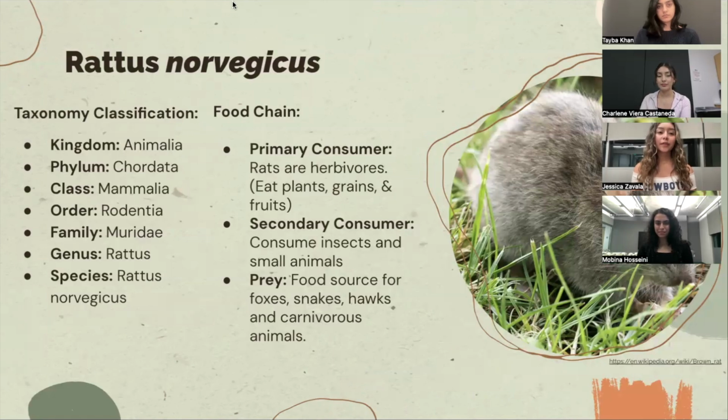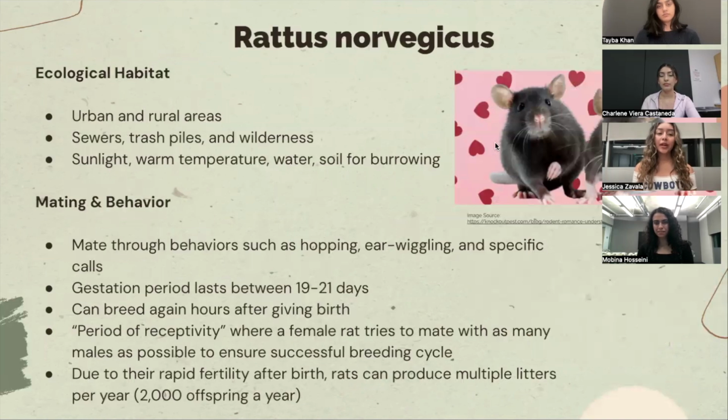Overview of Rattus norvegicus. The rat belongs to the kingdom Animalia, phylum Chordata, class Mammalia, and order Rodentia. These classifications indicate that rats are vertebrates, warm-blooded, and have mammary glands for nursing their young. Rats serve as both primary and secondary consumers. They primarily feed on plants, grains, and fruits, but can also consume insects and small animals.